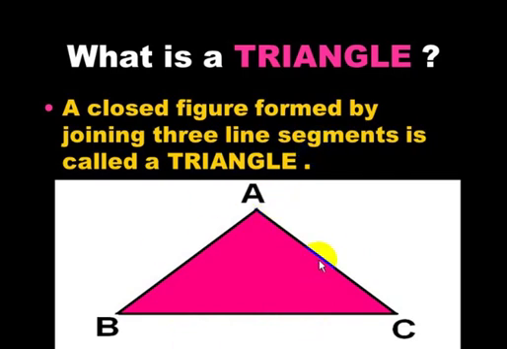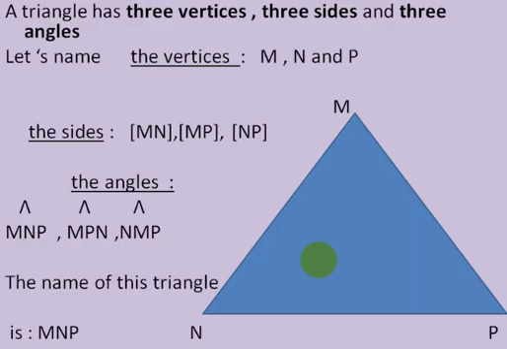Can you see in your room a shape of triangle? Look around you. Can you see a shape of triangle? So a triangle has three vertices, three sides, and three angles.